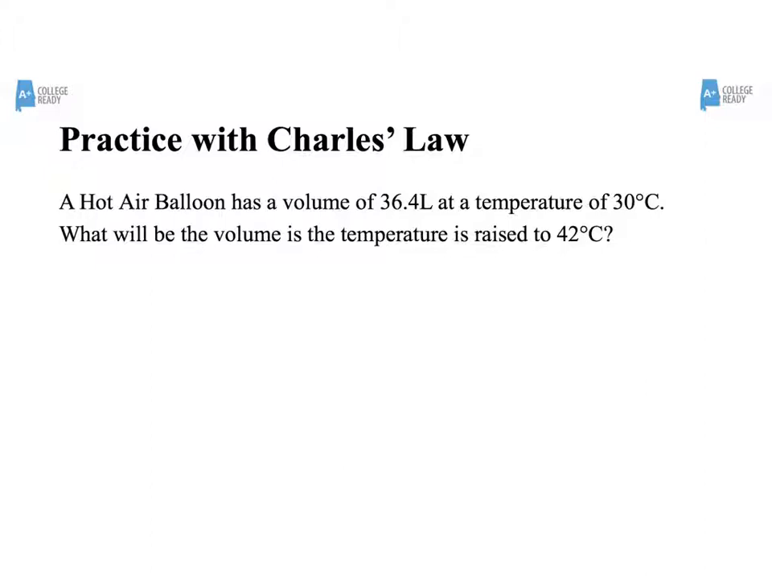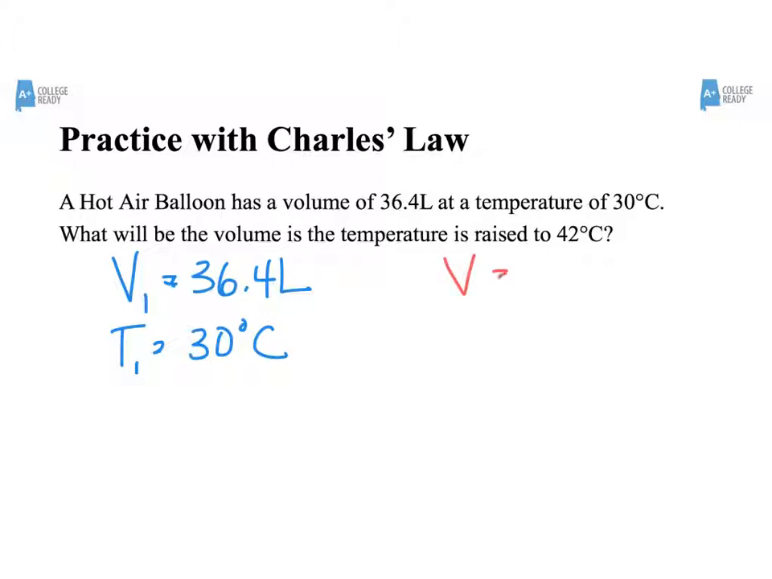A hot air balloon has a volume of 36.4 liters at a temperature of 30 degrees Celsius. What will happen to the volume if the temperature is raised to 42 degrees Celsius? So let's start with what we know. So the initial volume is equal to 36.4 liters. And the initial temperature is equal to 30 degrees Celsius. And what is the new situation? Well, the question is, what is the volume if the temperature is raised to 42 degrees Celsius?